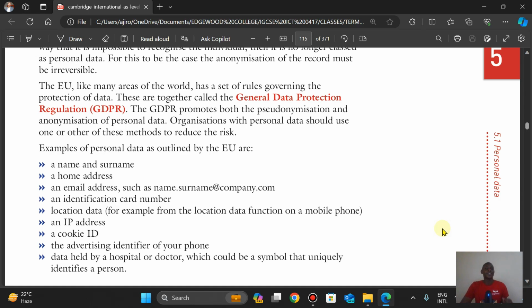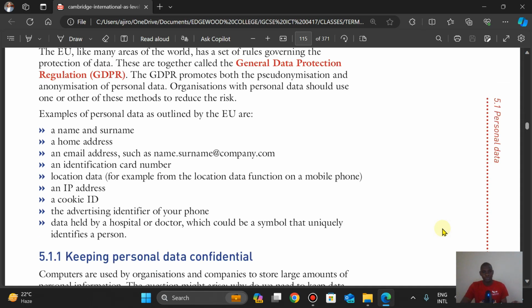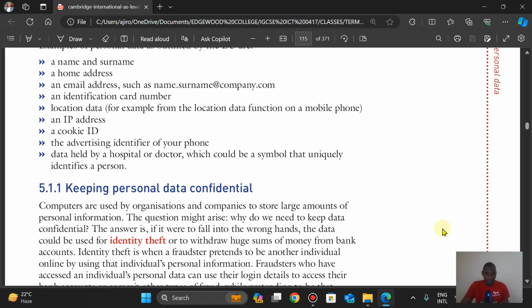Another one is an identification card number. Every ID has a number. The next thing could be the location data. That is location data from a mobile phone, your location. Another one is an IP address. It could be an advertising identifier of your phone. It could also be held at hospitals or by doctors. This also symbolizes that they are unique to identifying a person, like your DNA, your gender.